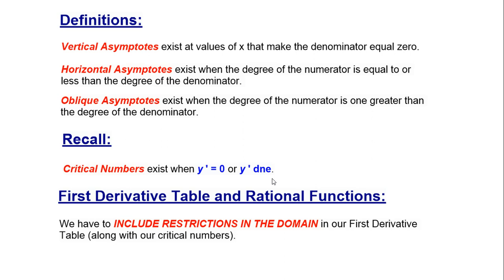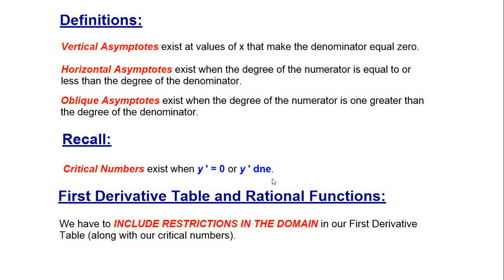Oblique asymptotes occur when the degree of the numerator is 1 greater than the degree of the denominator. Now, you can have differences between the degrees of more than 1. You could have a difference of 2. You could have a cubic over a linear. That's a difference of 2. And what would happen is that you have basically a quadratic asymptote. But we're going to restrict our discussion to only looking at oblique asymptotes.